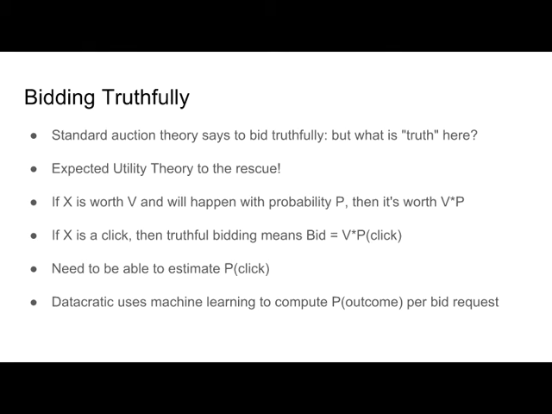So if X is a click, then bidding truthfully means you bid however much the click is worth to you times the probability that someone is going to click. So if you wanted to bid truthfully in RTB, you need to be able to estimate the probability of a click. Which closes the circle as to why a machine learning company is talking about this. We use machine learning to determine the probability of a click. That's what Datacratic's RTB Optimizer is. I'm not advertising it to you guys, you aren't advertisers, but it's interesting to talk about how it works.